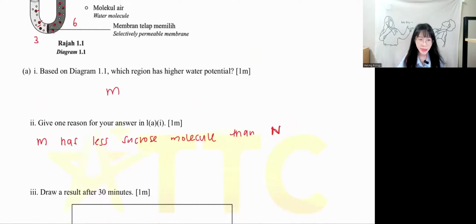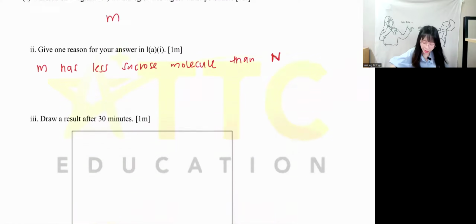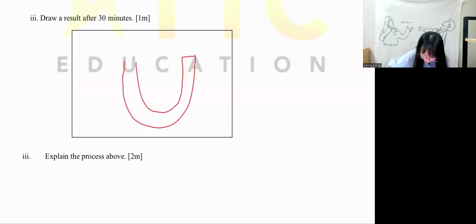Okay, draw a result after 30 minutes. So after 30 minutes, do you think the number of sucrose in M and N changes? No, right? It remains the same. What changes? The water level changes. So when you draw, you outline the diagram first. I'm going to draw a U-tube over here. A bit ugly. Outline first. Something like that, guys. I cannot draw very well, but something like that.